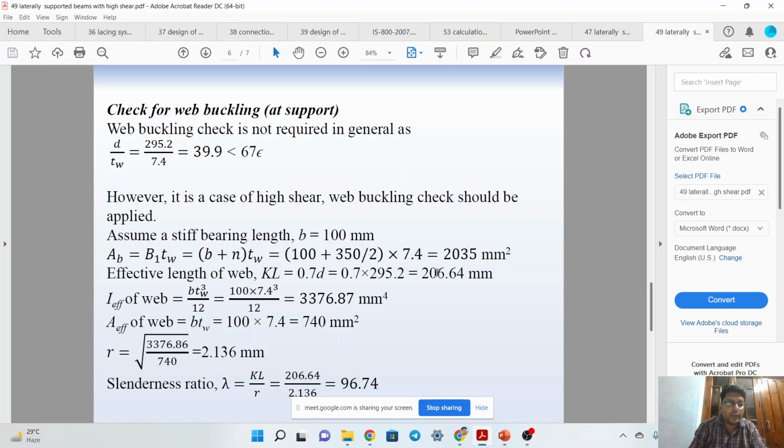Okay, so don't get confused. See these units, this is mm. When you convert it, it is just 10 centimeter, quite small.